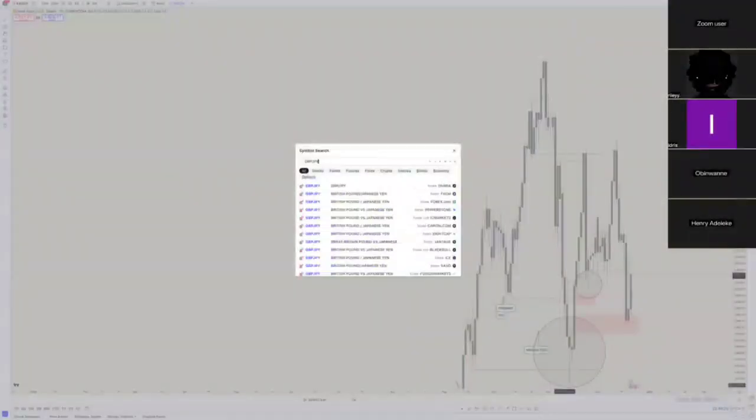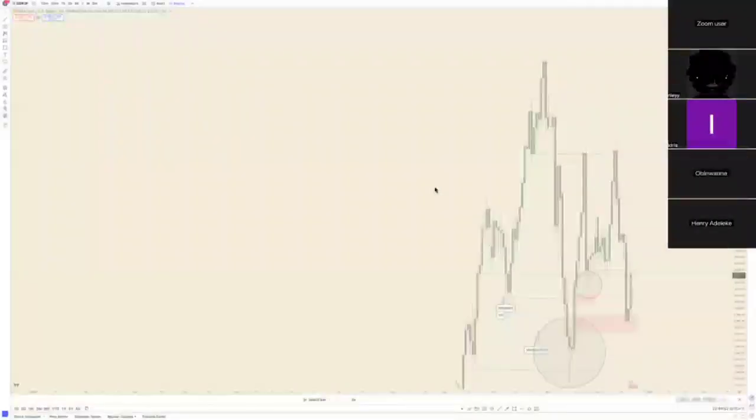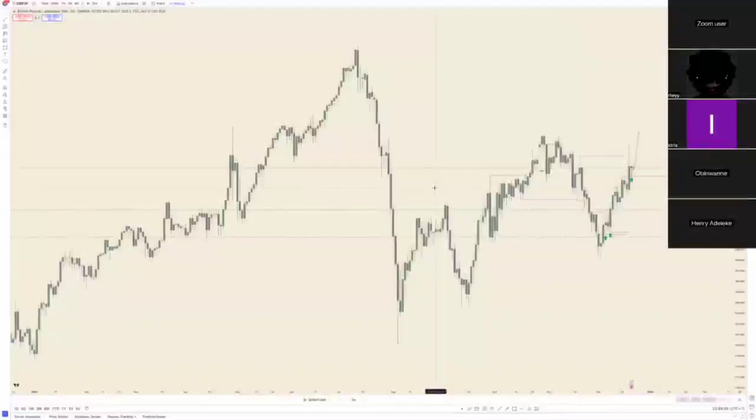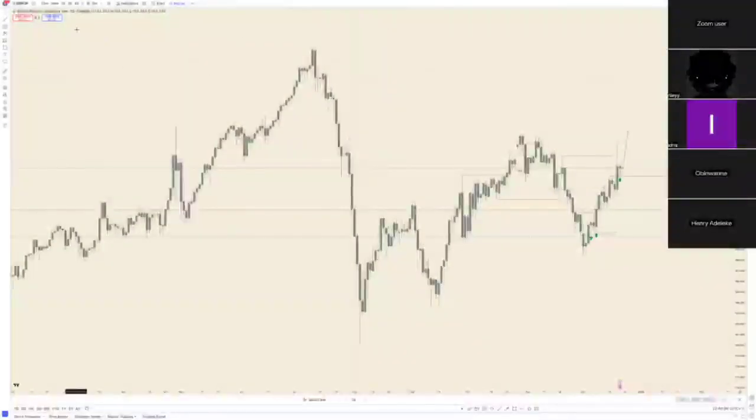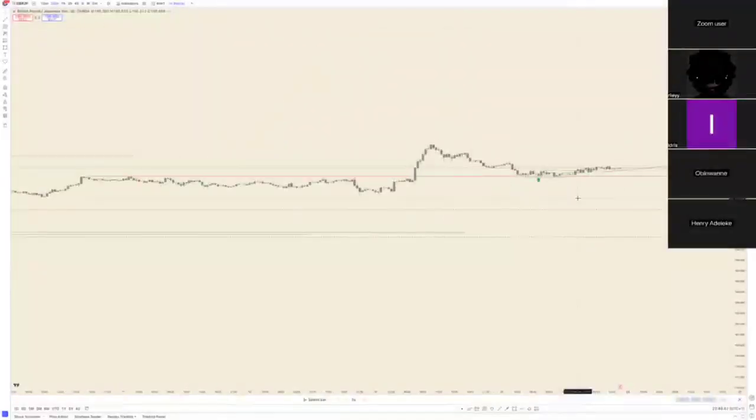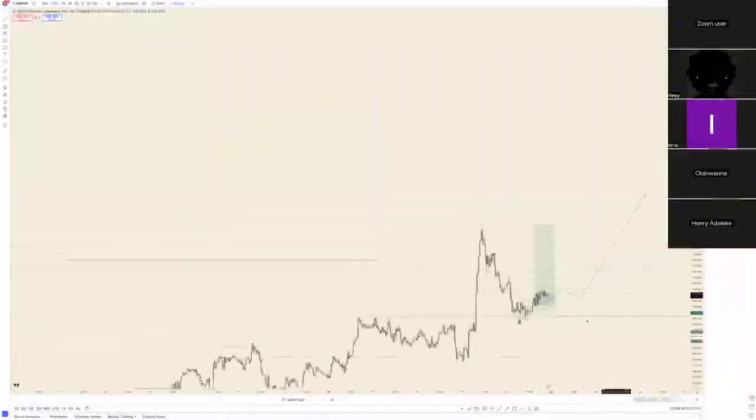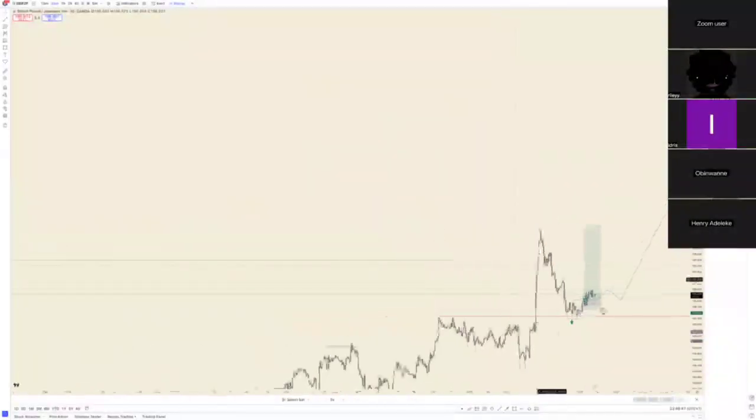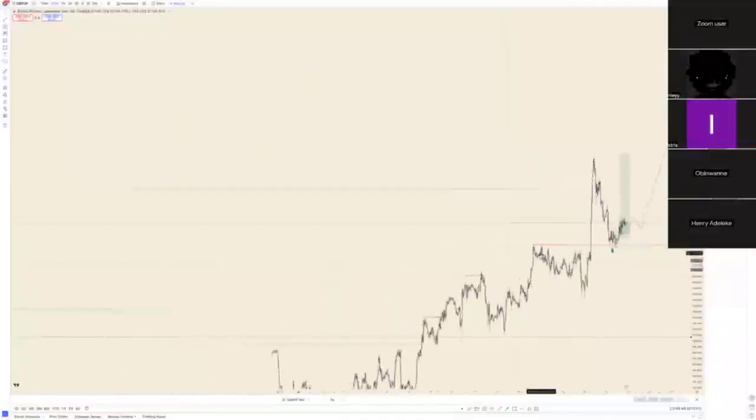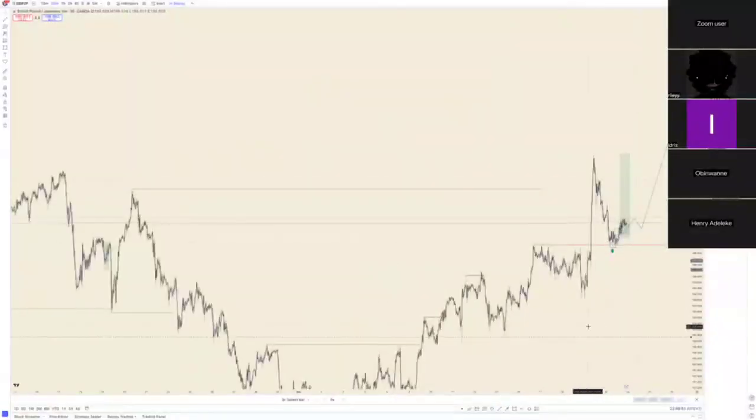Let's quickly just do something on GBPJPY. I dropped this bias on Twitter. It's already on the move. This is the idea. Breaker block here, entry, exit.